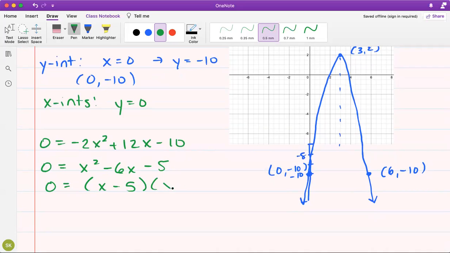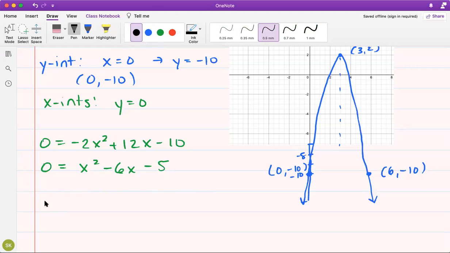X minus 5, x minus 1. Well, that can't be it because then we would get a positive 5. So, okay, maybe this isn't factorable. That's okay. Let's use the quadratic formula. This will be the first time we've had to use this.